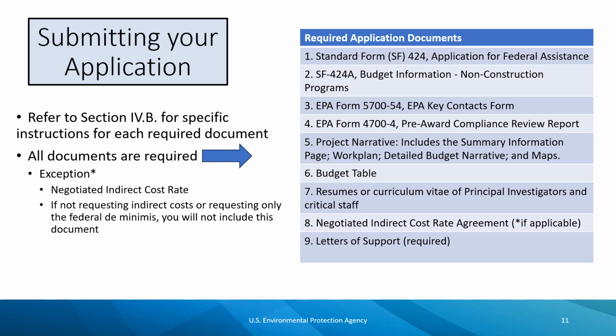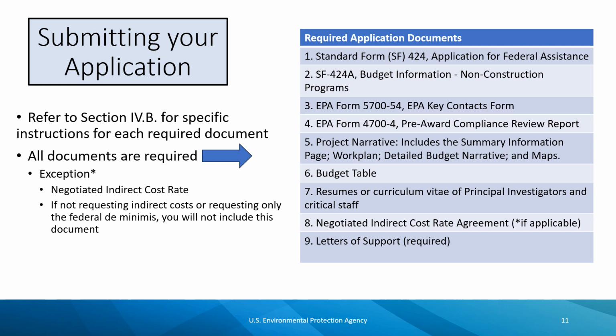Submitting your application. Refer to Section 4B of the NOFO for detailed instructions for each required document listed on this slide. The required application documents are the SF-424 Application for Federal Assistance, the SF-424A for the budget information. EPA 5700-54 is key contacts for the project.